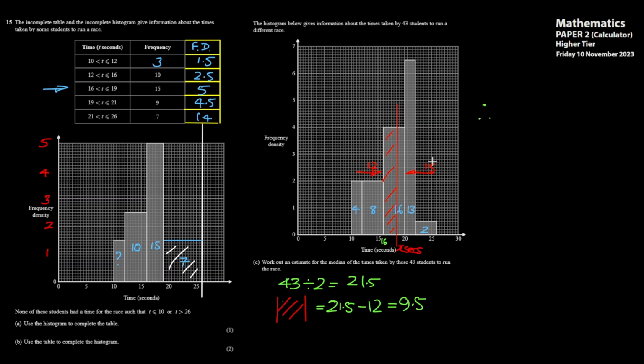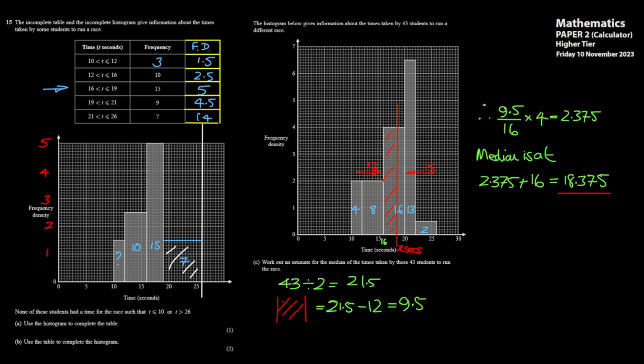So therefore I can say that the proportion of the areas, which is 9.5 divided by 16, if I multiply that by the distance involved here, 20 from 16 is 4, I get an answer of 2.375. So it means that the red line is 2.375 seconds above 16. So the median is at 2.375 plus the lower limit of this column, which is 16. So the answer is 18.375. And that's the answer to question 15.